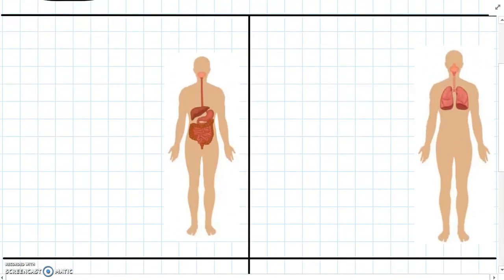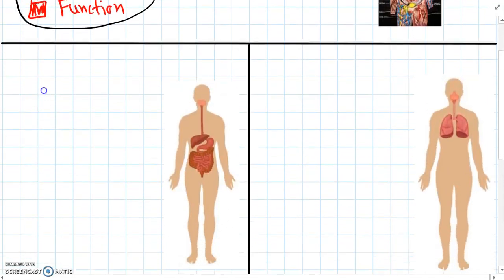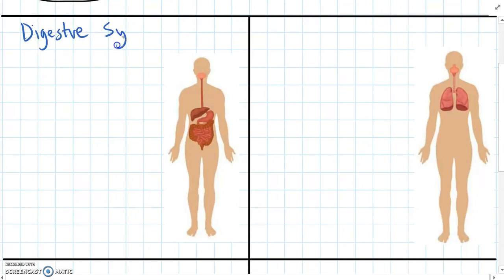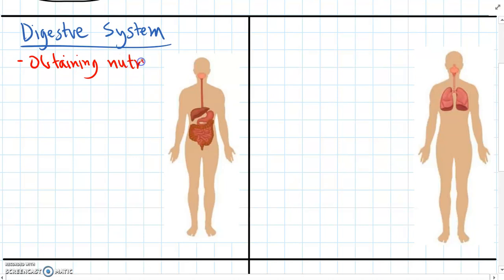Alright, here are the first 2 systems. The first one here is the digestive system. And let's start with the function. The digestive system, as we probably know, is there for obtaining nutrients, which we get by eating food. Everyone needs to eat. And by digesting that food, so breaking it down into small parts, it can enter our body.